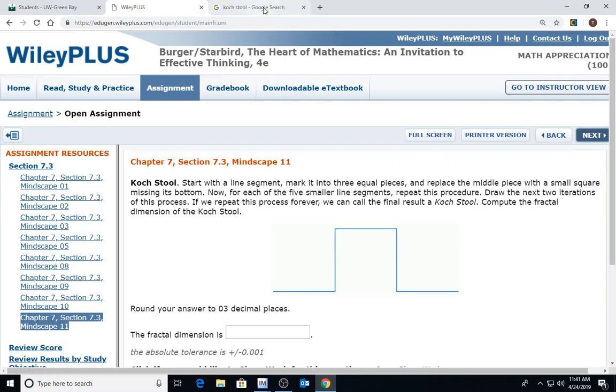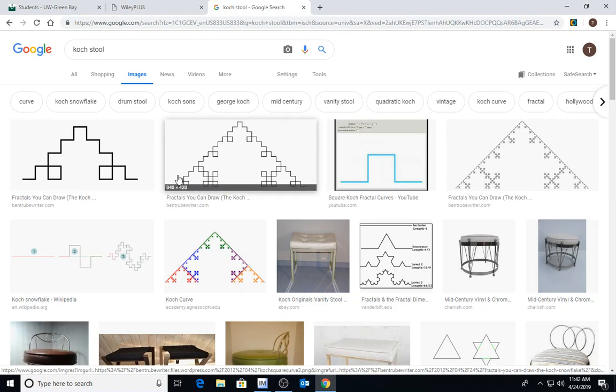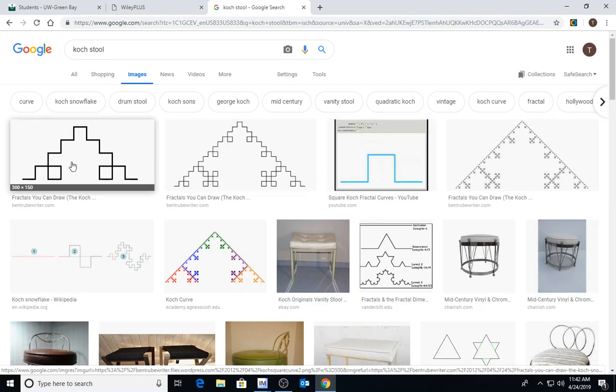So I have some images here. So here's the next iteration where you've shrunk that Koch stool down and placed it on all 5 of the line segments. And then future iteration, you would take this shape again, shrink it down, and put it on each of these. And that would be this iteration. So this is the first stage, and it gets shrunk down and put on each of these line segments.